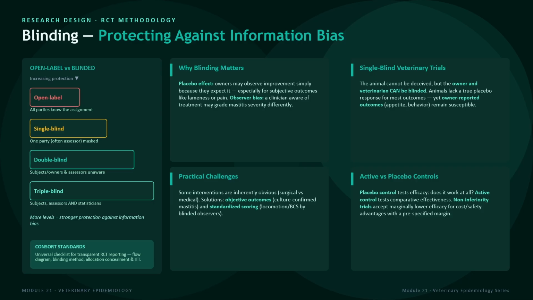We can also blind laboratory personnel who analyze samples, even if farm staff cannot be blinded. The goal is always to minimize differential measurement error. Placebo controls test whether a treatment works at all. This is an efficacy question.